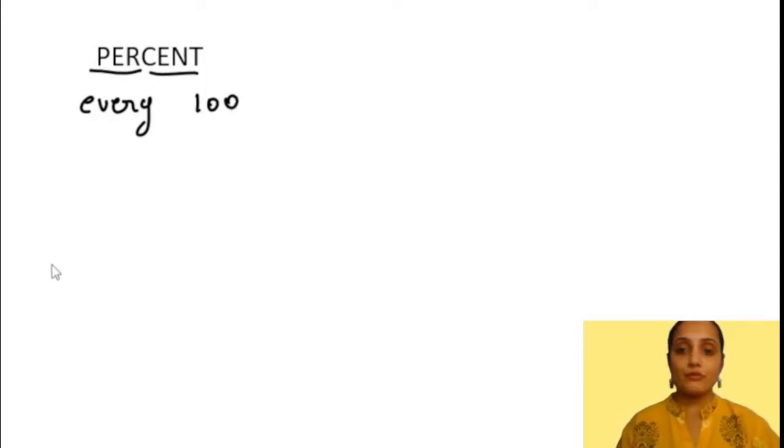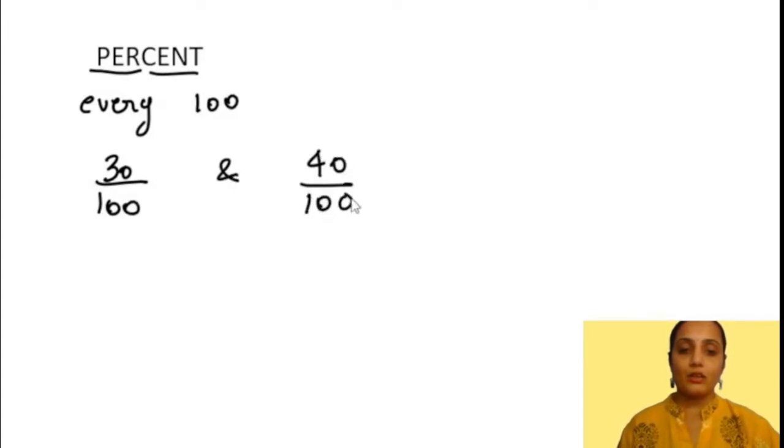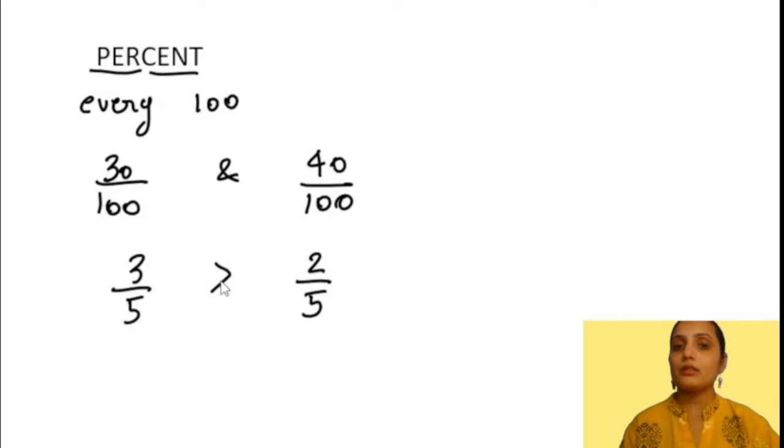So let's see an example. If I say 30 by 100 and 40 by 100, and I ask which is greater, just looking at the fractions you can tell me that 40 by 100 is greater. In the same way, if I write two fractions, let's say 3 by 5 and 2 by 5, here again 3 by 5 is greater. The one common thing you can see here is that the denominators are the same.